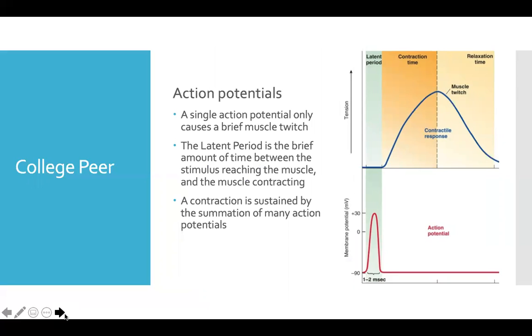Action potentials are what cause muscle contractions. A single action potential only causes a brief muscle twitch, and the latent period is the brief amount of time between the stimulus reaching the muscle and a muscle contracting. The contraction is sustained by the summation of many action potentials.